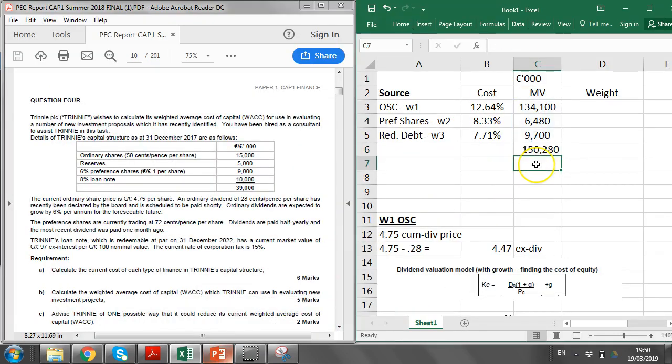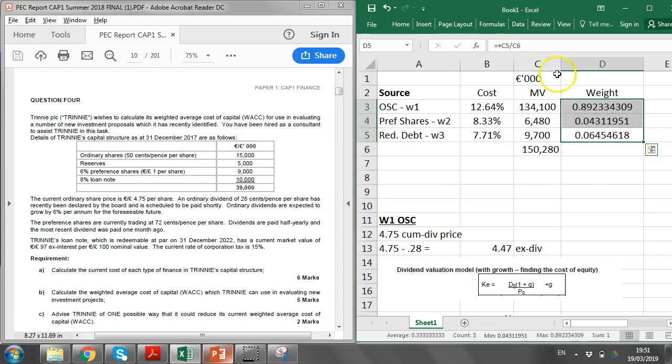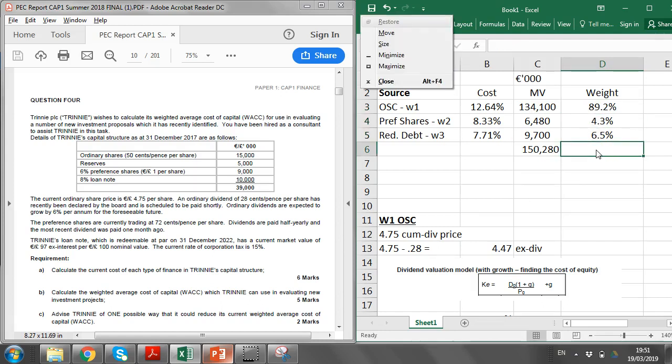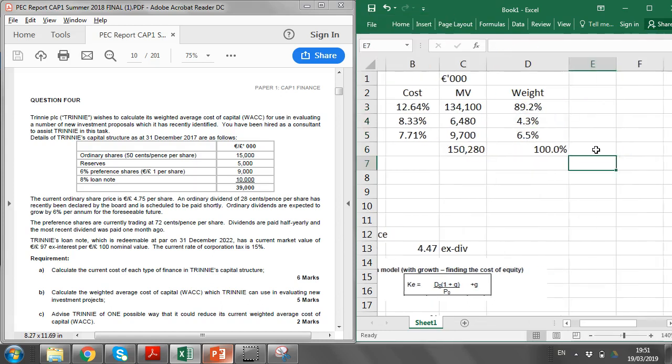And now we get the total market value of the company is 150 million. And you get your weights by figuring what percentage of that 150 is in the form of equity. So the ordinary shares represent 89%. Your preference shares represent a very small amount. They represent 4%, and your debt represents 6%. So we'll just round those to make them a bit neater. And of course that total has to come to 100%. Just always check you've got your weightings correct.